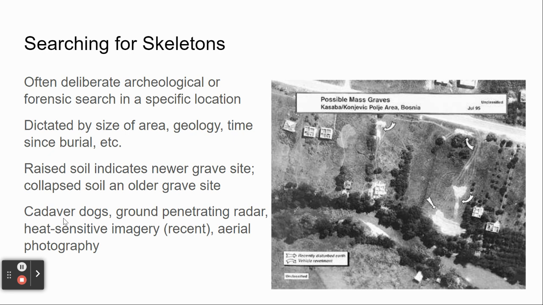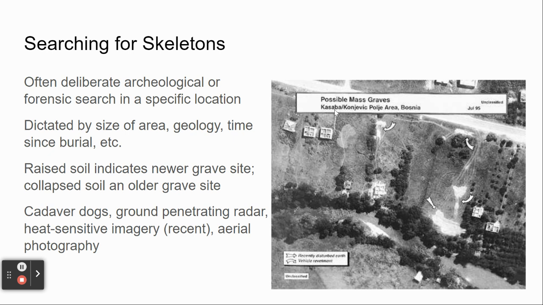Heat sensitive imagery in the event that you have someone that you think has just recently been buried. You can get a difference in soil temperatures where a warm body is located versus the cool ground surrounding it. And then aerial photography, whether you've got drones or airplanes or helicopters or whatever. Again, you're going to be trying to identify some disturbed area that doesn't match everything else.